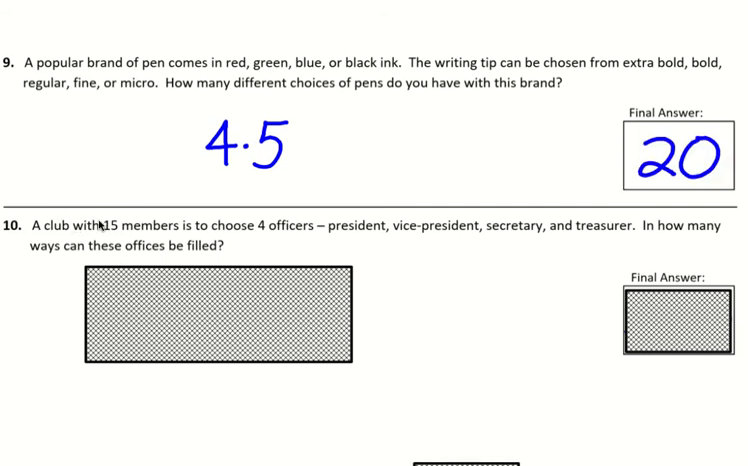Number 10. A club with 15 members, pretty exclusive. A 15-member club is to choose 4 officers: president, vice president, secretary, treasurer. Classic question. In how many ways can these offices be filled? In other words, how many ways can we make a group of 4 from a group of 15? So that means one of the formulas applies.